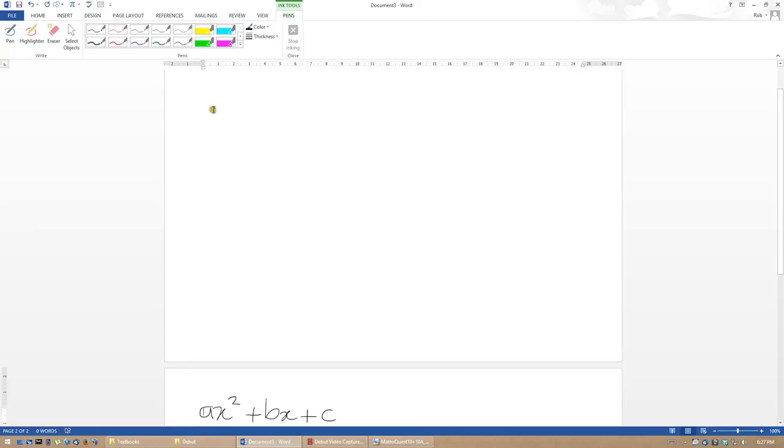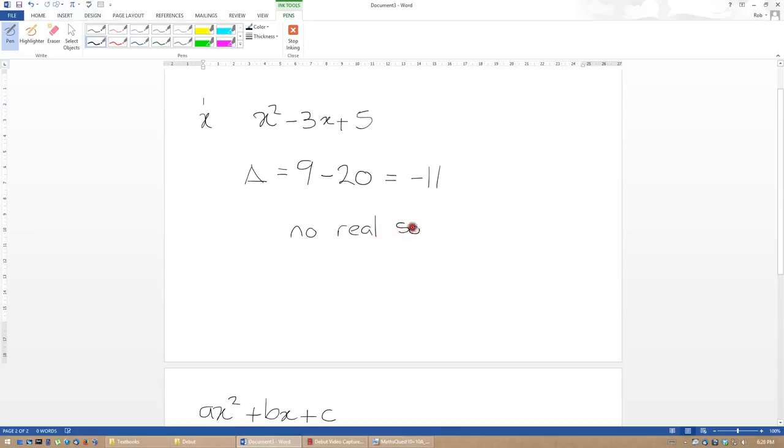Let's do an example. x squared minus 3x plus 5. In this case, the discriminant equals b squared. Now b is minus 3, so b squared will be 9. Minus 4 times a times c. So 4 times 1 times 5 is going to be 20. So that is going to give me negative 11, so there are no real solutions.